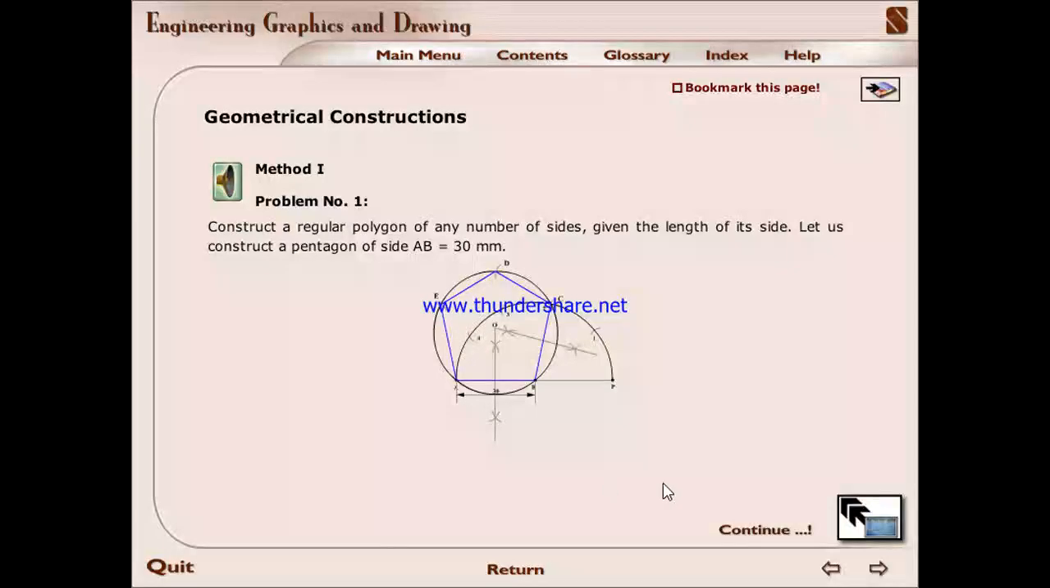Method 1. Problem number 1. Construct a regular polygon of any number of sides given the length of its side. Let us construct a pentagon of side AB is equal to 30 millimeters.